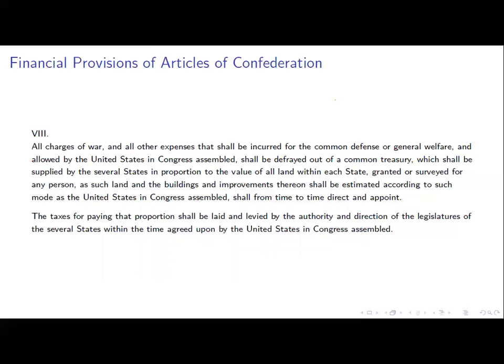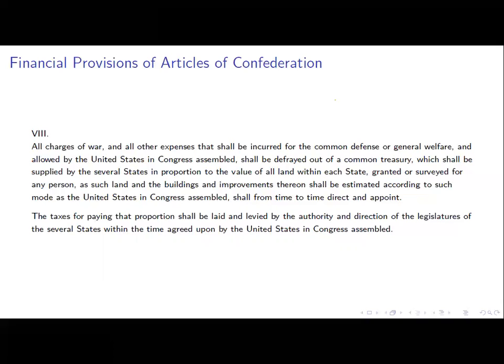Okay, so common defense, general welfare, and allowed by the United States in Congress assembled, shall be defrayed out of a common treasury. So it's going to be a common pot of money, which shall be supplied by the several states. And then notice this, in proportion to the value of all the land within each state. So the idea is they're going to go to each one of these states, total up the value of the land, and that's how much each state is going to have to kick in. So think about how hard that's going to be to calculate.